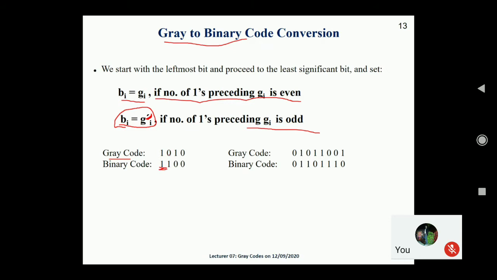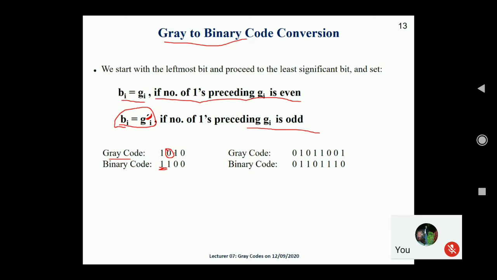Now we go to the next bit of the gray code, because the gray code is already given and we are converting it to the binary code. The next one is 0. Before this 0, how many ones have occurred, even or odd? It is odd. When it is odd, we take the complement. The gray code logic value here is 0, so we complement it. So 0 goes to 1.